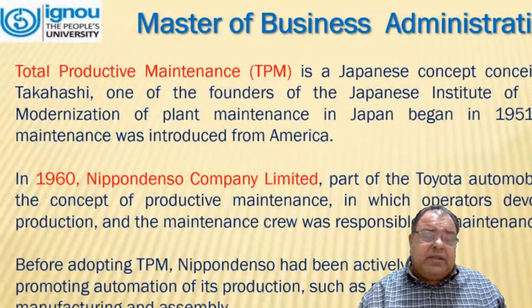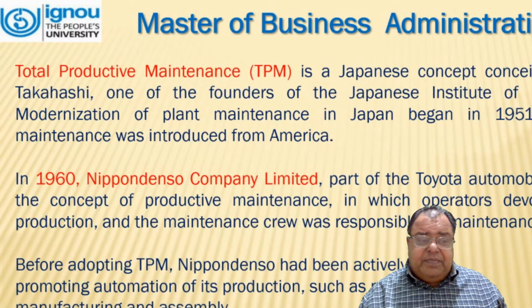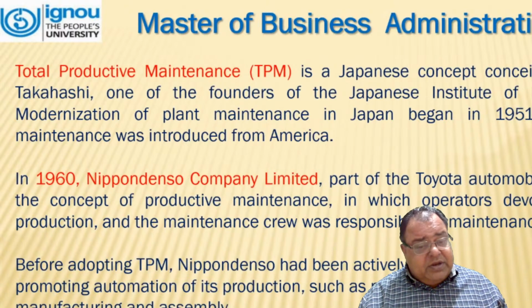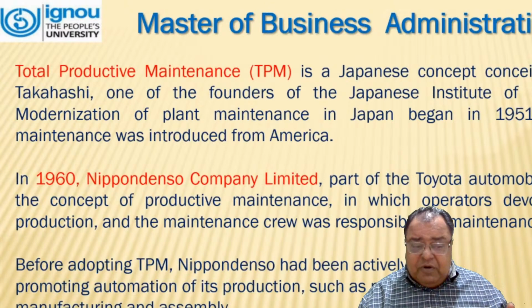Total productive maintenance is a Japanese concept conceived by the late Dr. Takahashi, one of the founders of the Japanese Institute of Plant Maintenance Modernization. Plant maintenance in Japan began in 1951 when preventive maintenance was introduced from America. In 1960, Nippon Denso Company Limited, part of Toyota Automobile Group, brought in the concept of productive maintenance, in which operators devoted themselves to production and the maintenance crew was responsible for maintenance.